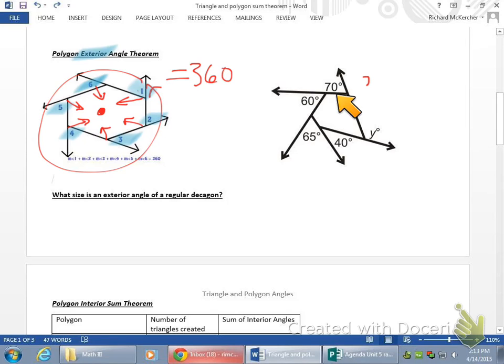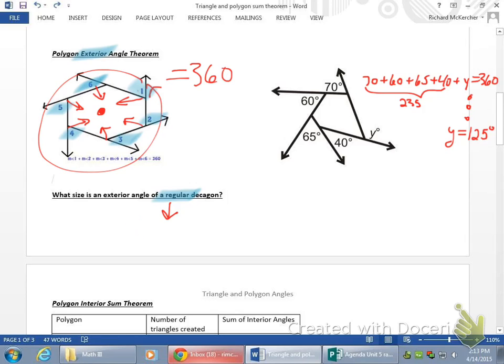Okay? Now, easy enough to apply. By the way, that works on any polygon in the world: triangles, quadrilaterals, pentagons, hexagons, octagons, anything. So over here, if I write all that out, it's going to be the 70 plus the 60 and the 65 and the 40. It's all got to equal 360.